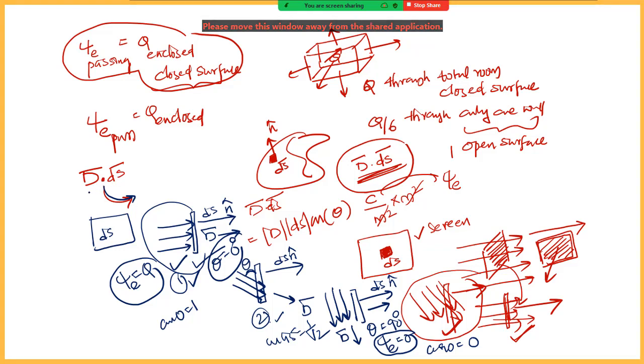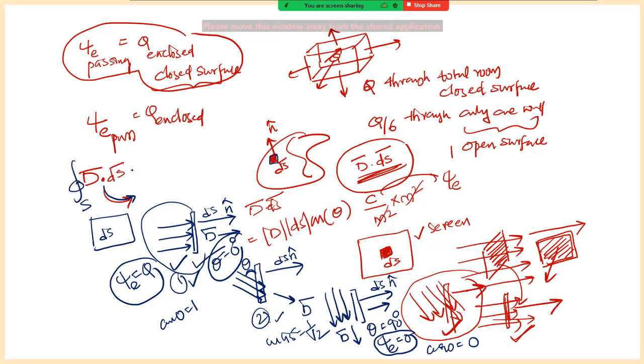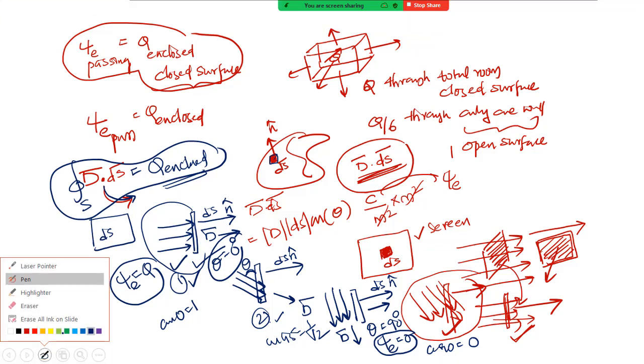But this D bar dot dS bar is giving only this small differential surface. We have to consider the entire closed surface. For that purpose, we take the closed surface integral of D bar dot dS bar, which is the net electric flux passing through the entire surface, equal to the total charge available within the closed surface. So this is called our Gauss law for electric fields. So this is the explanation for this one.